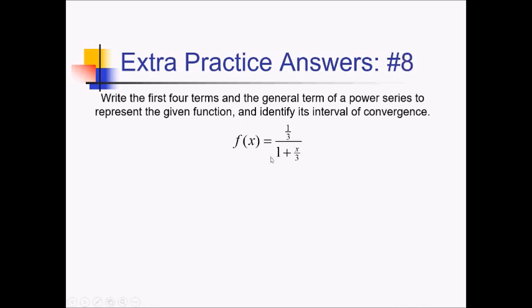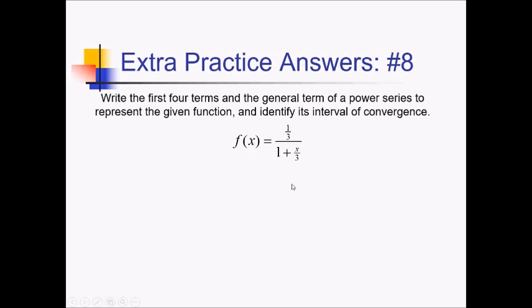For this problem, I want the first 4 terms and general term of a power series for this function, along with the interval of convergence. So I'm going to treat this as an infinite geometric series to write out a power series. This is essentially in a1 over 1 minus r form. So I can use that to write out an infinite geometric series that models this.